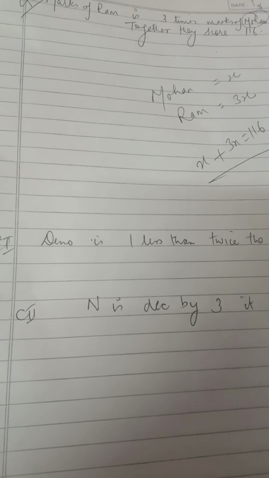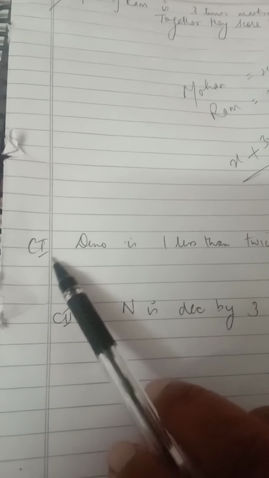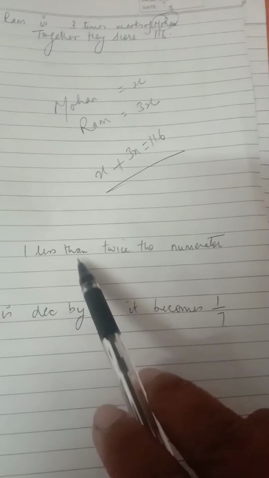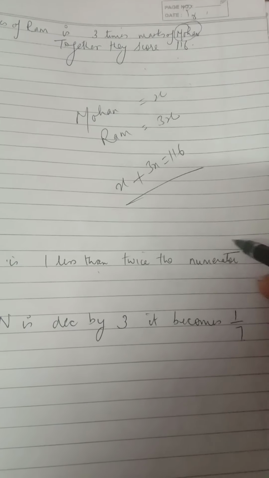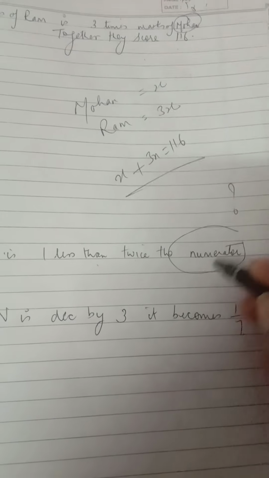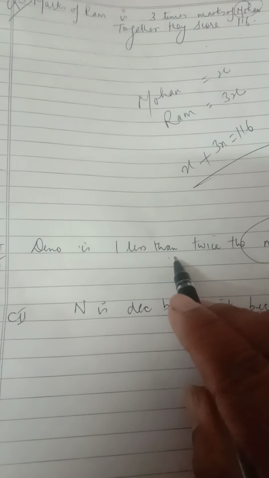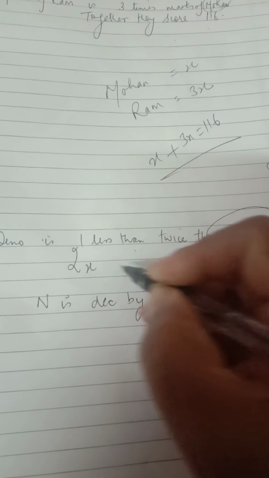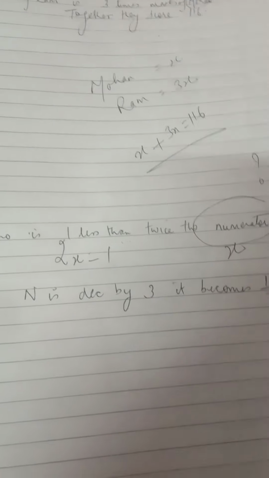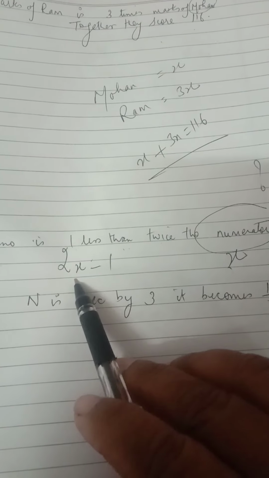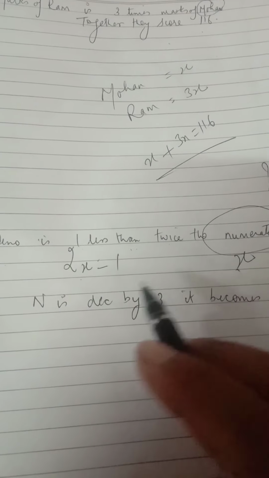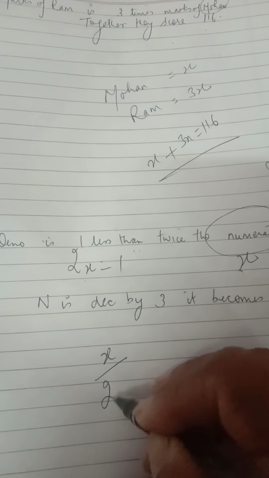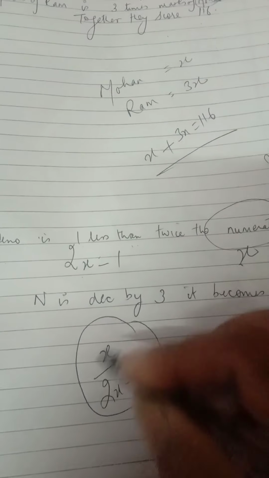Okay, in the next question, a condition is given: the denominator is 1 less than twice the numerator. It means here the numerator is unknown. So if I take the numerator as x, my denominator will be 1 less than twice the numerator. So twice the numerator is 2x and 1 less is minus 1. So that's the numerator and this is the denominator. So the fraction will become x upon 2x minus 1. This will be the fraction.